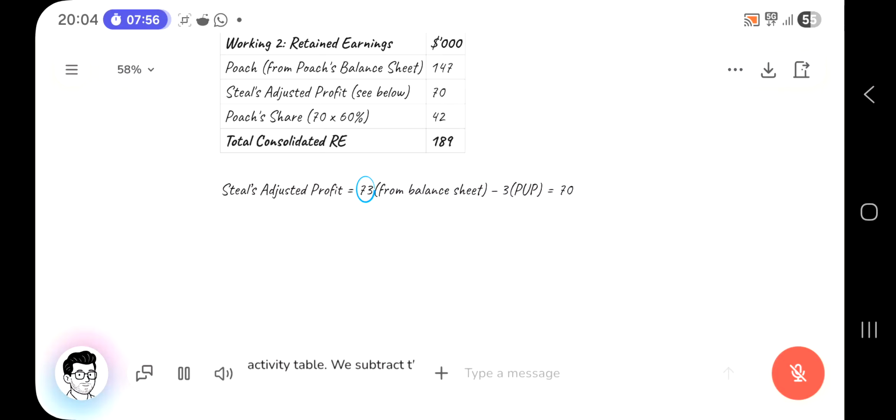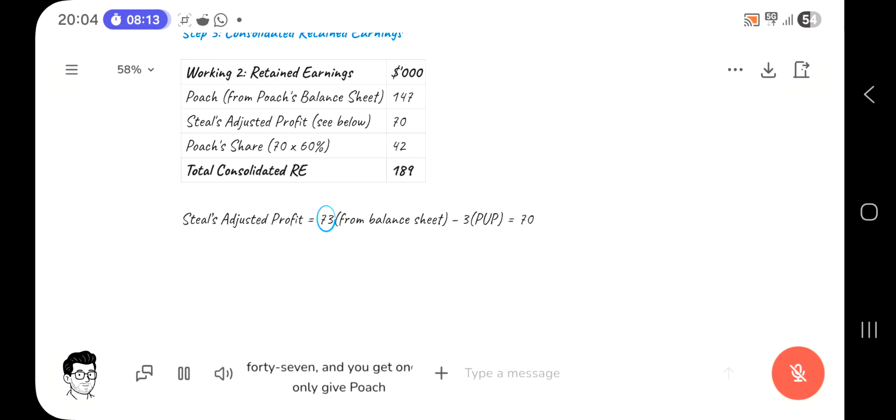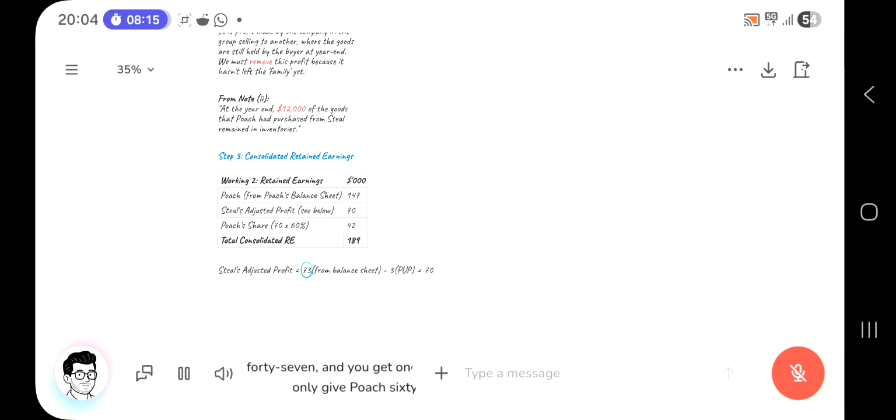Then, Poach only gets 60% of that remaining 70, which is 42. Add that 42 to Poach's original 147, and you get 189. Do you see how we only give Poach 60% of Steele's adjusted profit?